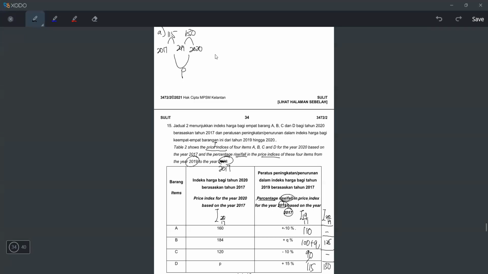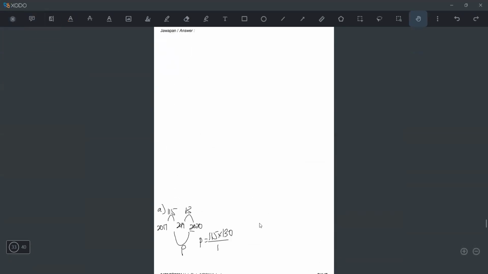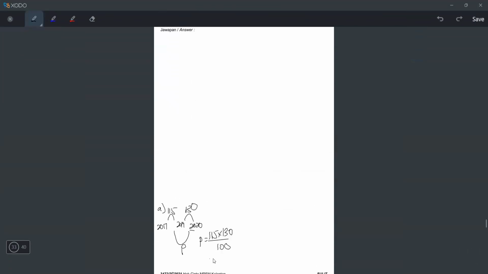So can I find P now? Yes, very easy. Just take 115, P equals to 130 times 130 divide over 100. Why is it disappearing? Okay, 115 times 130 divide 100. Alright. So what's the answer? 149.5. Yes, thank you. Okay.